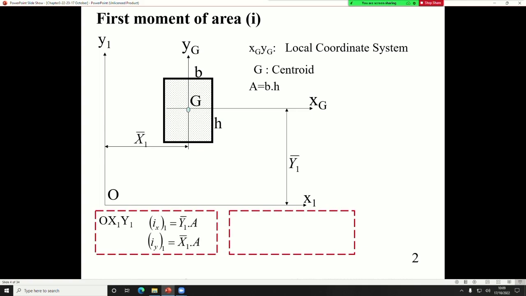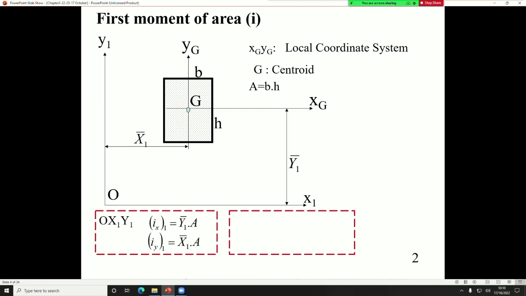It's a bit like when you say the moment of a force, the force multiplied by the perpendicular distance with respect to any point within the plane. But this is completely different. Based on this definition, the unit of the first moment of area is the third power of length, millimeter cubed or meter cubed in the SI unit system. And because of the signs of the coordinates of the centroid, the first moment of area could be positive or negative.